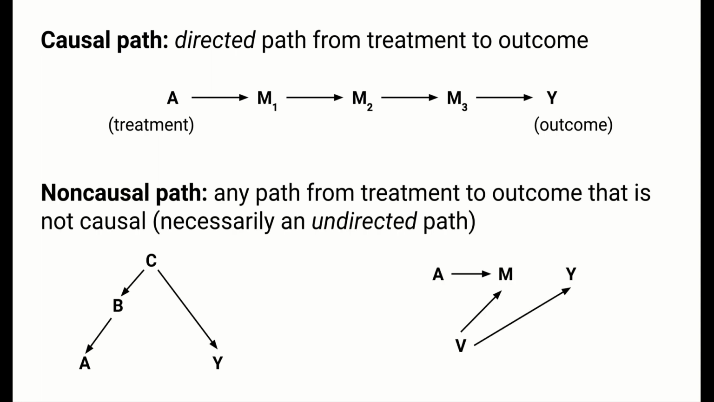A non-causal path is any path from treatment to outcome that is not a causal path. Non-causal paths must necessarily be undirected paths. Two examples are shown here. The idea of a non-causal path is important because such undirected paths can still carry association from treatment to outcome. Within non-causal paths, correlation is not causation.